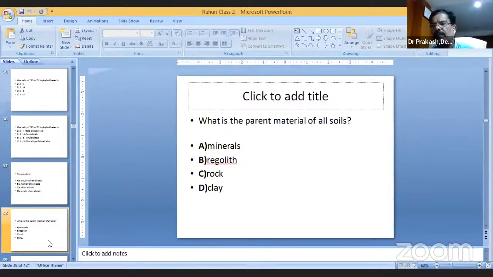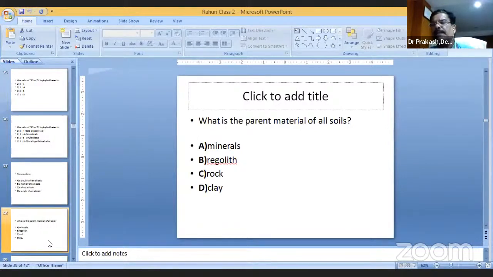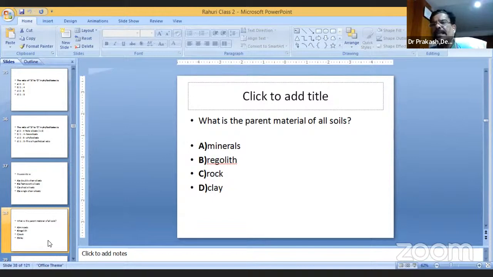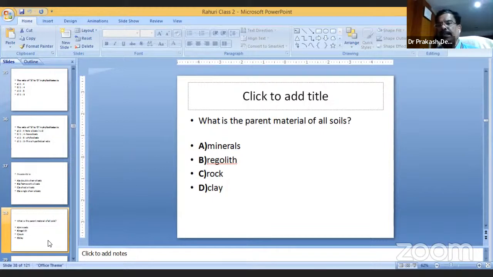Once the fragments are formed, we call them regolith. When regolith is subjected to the influence of soil forming factors and soil forming processes, that is pedogenic processes, it changes into solum. A and B represent solum. A, B, C represent regolith, right? Yes, sir. Right. And that means weathering, the role of soil forming factors and pedogenic processes are all operating simultaneously.